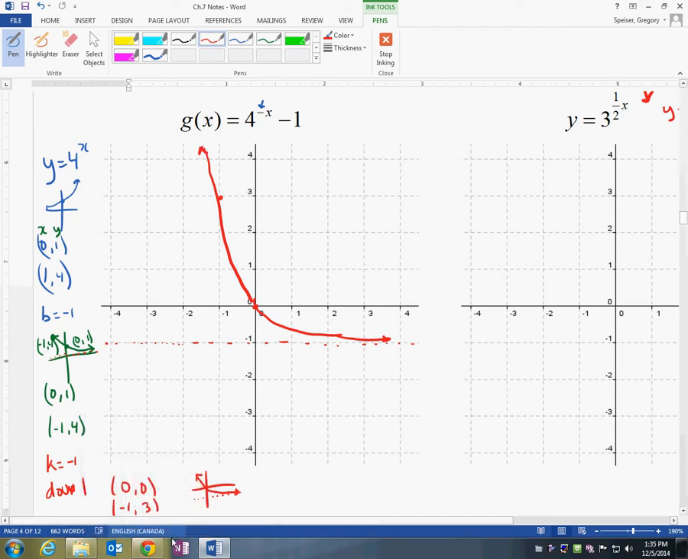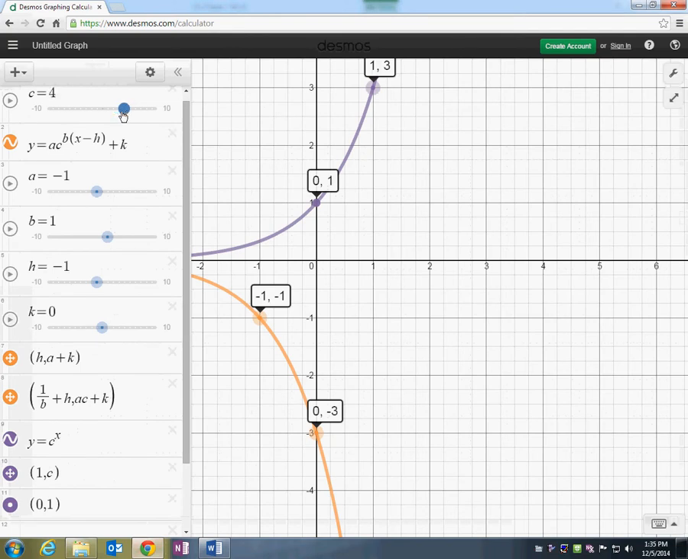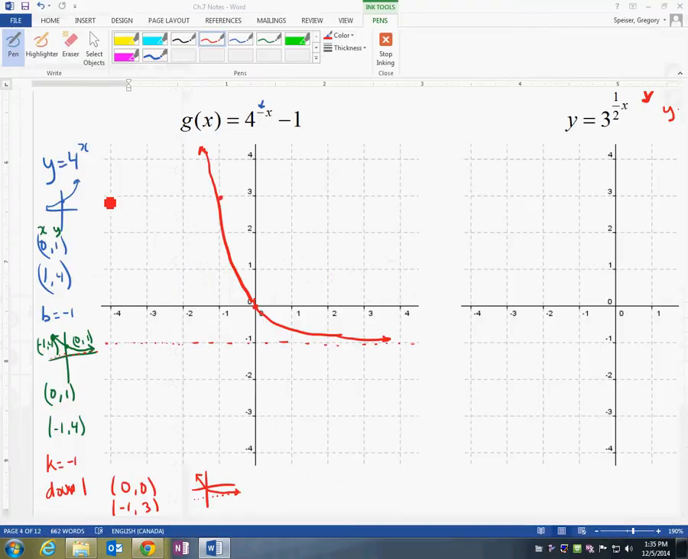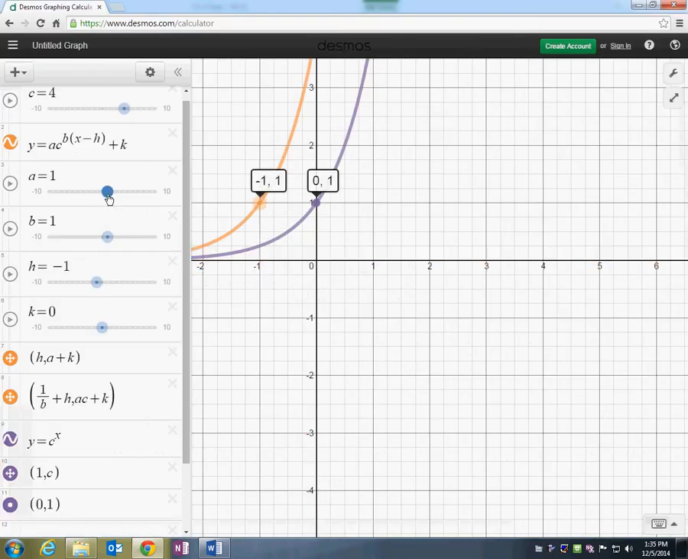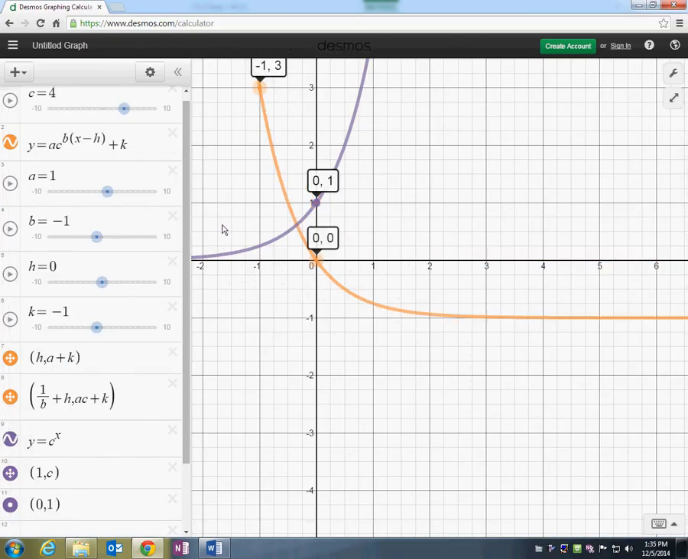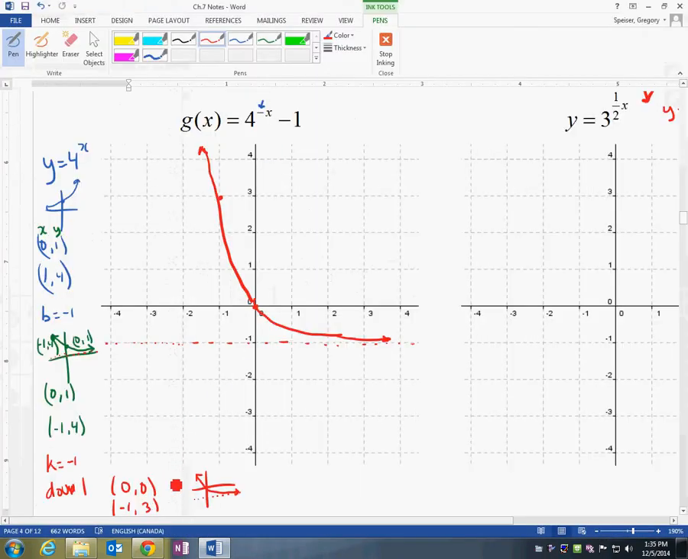So my C value is 4. My A value is equal to +1. My B value is equal to -1. And my H is equal to 0. And my K is equal to -1. Okay, so my original, in purple, is y is equal to 4 to the power of x, and then after all those transformations, this is what I get, and I get my -1, 3, and my 0, 0. You can see how those 2 points get played out. Okay, kind of cool.